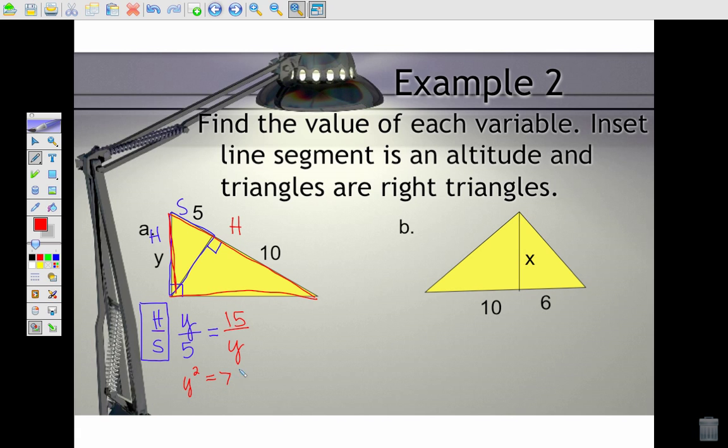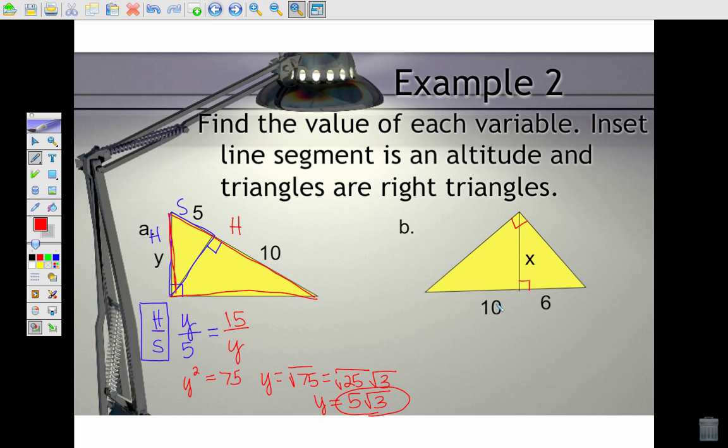So if I cross multiply, I get y squared is equal to 75. And then I simplify the radicals just like we did last class period. So I have y equals the square root of 75. Break that down, and I get 25 and 3. So 5 times the square root of 3. So that is your value of y.